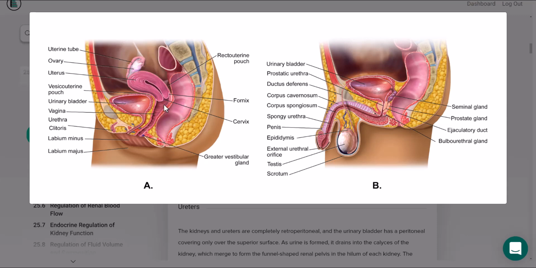Well, in close proximity, here's the uterus and then here's the vagina. In close proximity, here's the bladder and here is the urethra. Okay, and the urethra opens up into the labia and the area referred to as the vulva in the female.